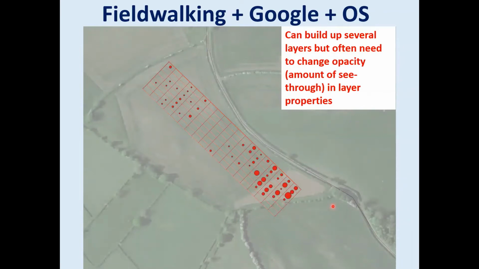Sometimes you might want to build up multiple layers. So I talked about looking at a map through a light box. Well, the way you do that in QGIS is you change the opacity, you change the amount of see-through in different layers. So here we've got the fines on the top. I've changed the Google layer so that it's only partly opaque, and underneath is the OS map, so we can see the line of the road here.